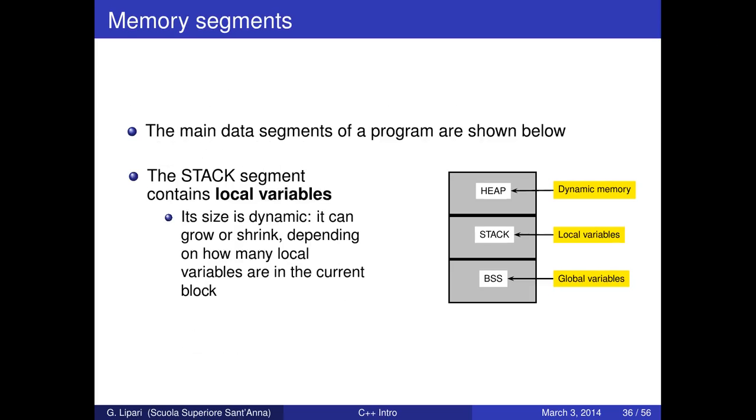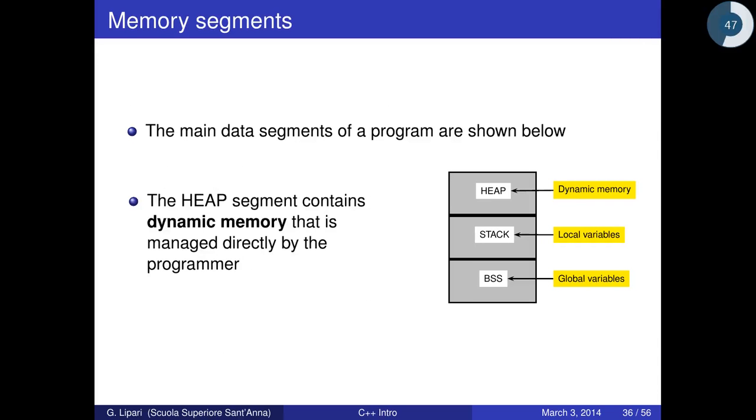Local variables, instead, stay inside another segment which is called the stack. This stack will contain local variables. Of course the size is dynamic, because every time you need to create a local variable, you need to enlarge this segment a little bit. Okay? It can grow, usually it grows, and very rarely it shrinks. It depends on how many local variables are in the current block.